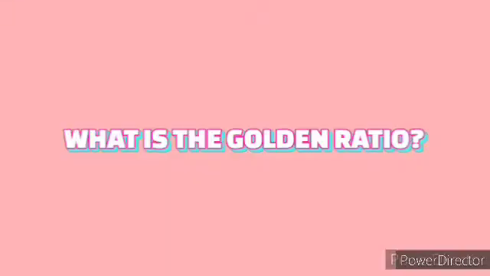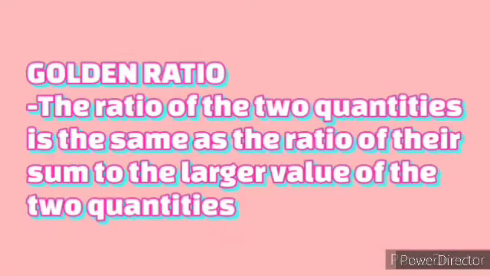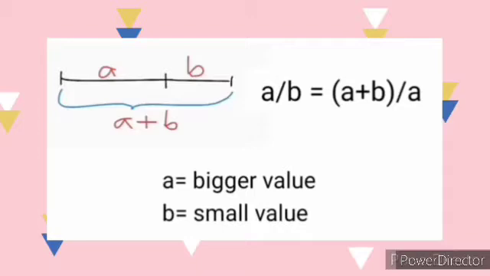A few moments later. For this video, I'm going to explain the golden ratio. What is the golden ratio? The golden ratio means the ratio of the two quantities is the same as the ratio of their sum to the larger value of the two quantities. Based on the given example, the bigger line, that is A, is the bigger value, and the smallest line, that is B, is the smallest value.